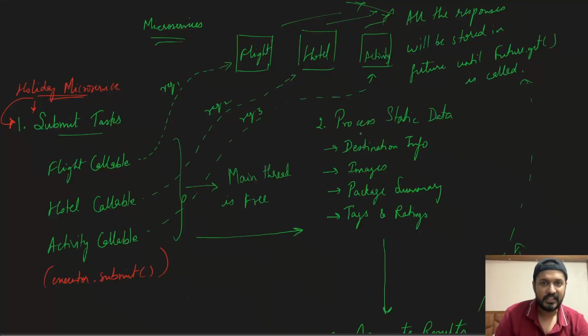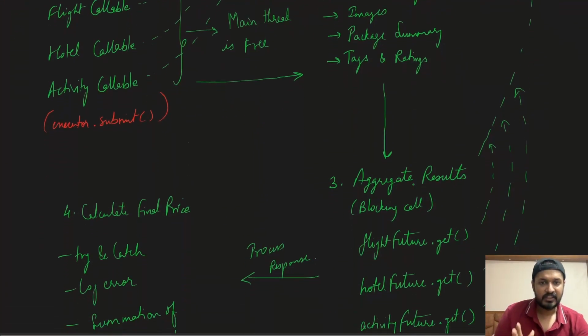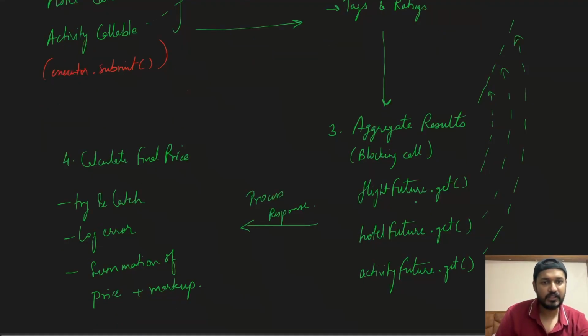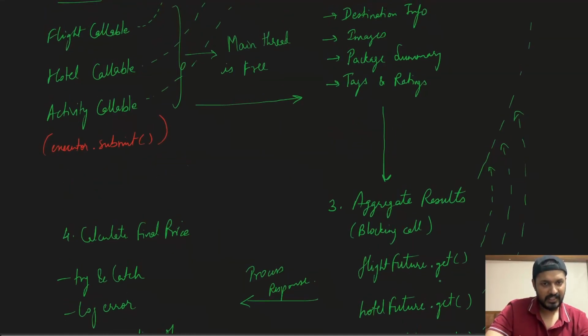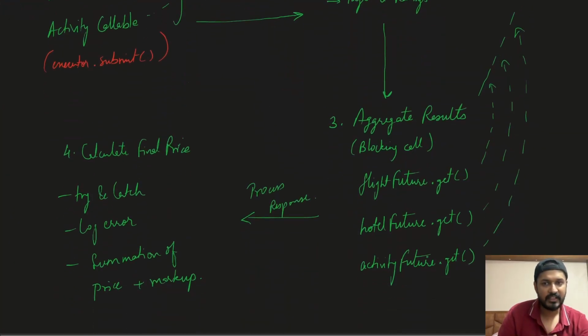So in your main thread, you will process the static data like destination info, images, package summary, tags and ratings. And after completing this processing, the third thing is to aggregate the results. At the time of aggregating the results, you will use future.get, because you want this to be a blocking call. And this future.get will fetch all the data from the future object, because all the responses will be stored in the future until future.get is called. So after you get all the results, you will process that response, calculate the final price, and then you will show the final package on the screen.